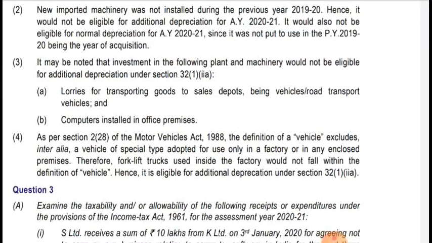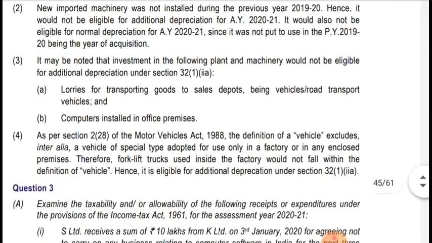excludes inter alia vehicles of special type adapted for use only in the factory or in an enclosed premises. Therefore, a fork lift truck used inside the factory would not fall within the definition of vehicles. Hence, it is eligible for additional depreciation under section 32(1)(iia). So it is not considered in the vehicles. So in this, normal depreciation as well as additional depreciation has been charged. Okay, hope you have understood this one. Hope you have understood the second question as well.